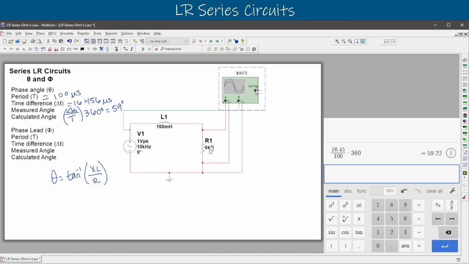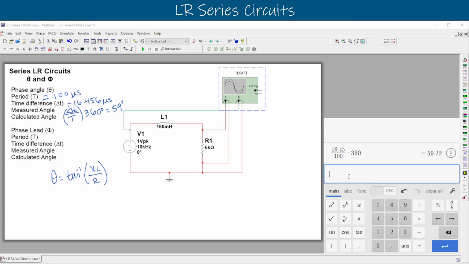We know that our resistor is 6,000 and our inductor is 160 millihenries, but that's not ohms, right? That's not XL. So we have to convert that. We have to figure out what XL is, and that's that 2 pi FL equation. So we'll say 2 pi times our frequency, which is 10,000, multiplied by our inductor value, which is 0.16, moving it all the way down to henries. And that gives us, we'll round that up, 10,000, or 10 kilo ohms. And so we can plug that in for XL and use that in our equation.